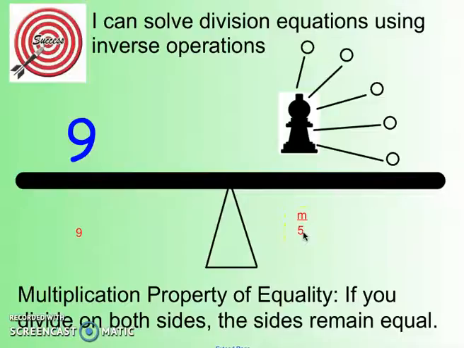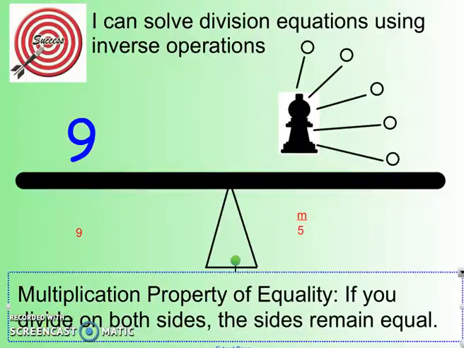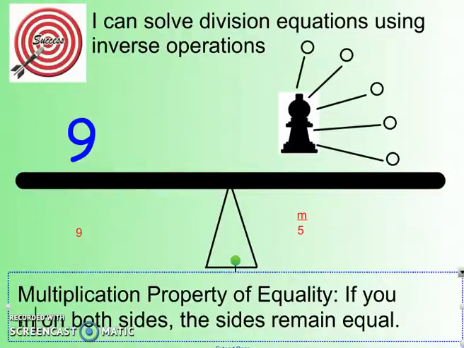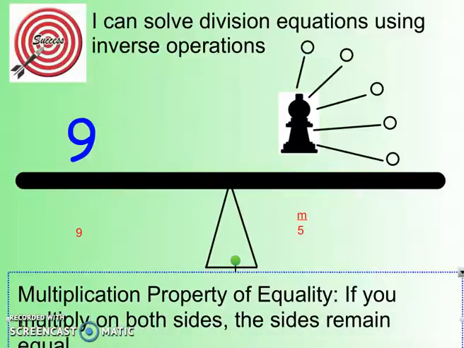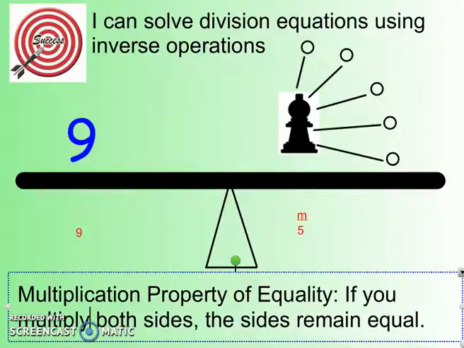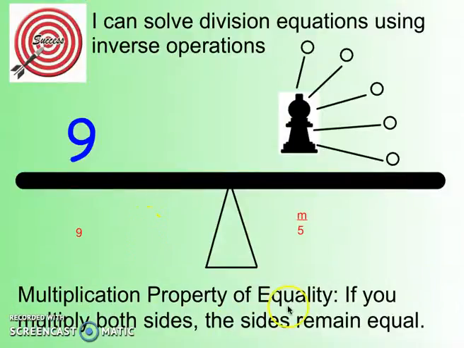What we're going to use to solve this is the multiplication property of equality. Since I am dividing in this case, what's the opposite of division? Multiply. If I multiply both sides, the sides remain equal. So instead of dividing by 5, I'm going to multiply by 5 on both sides. I'm going to put times 5 on this side and times 5 on this side.